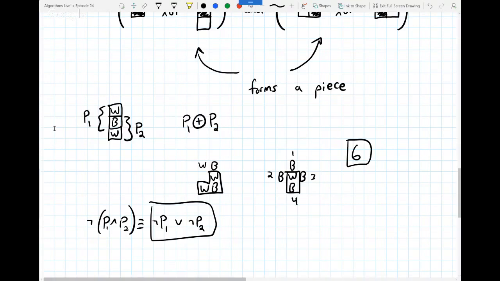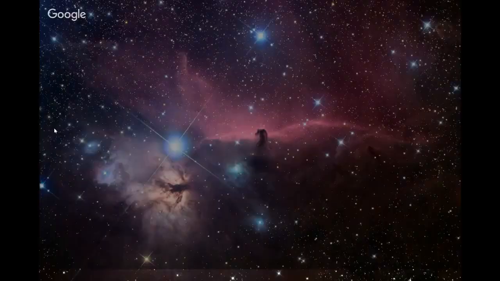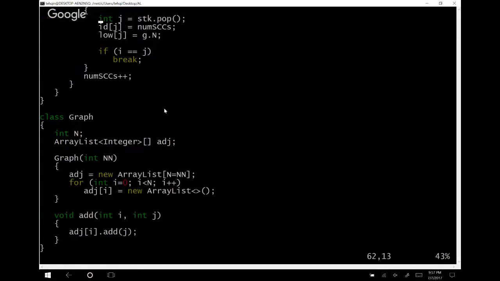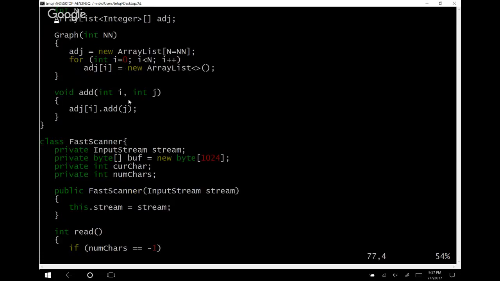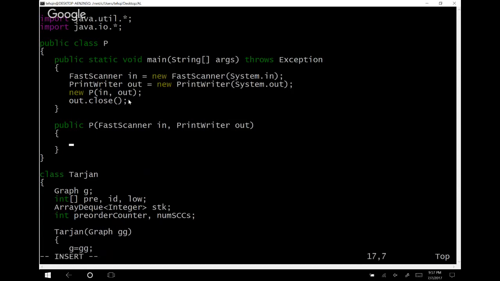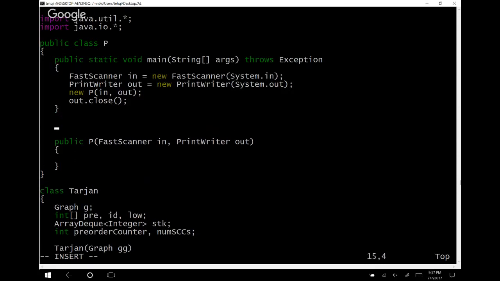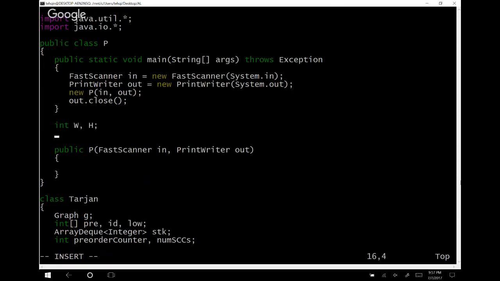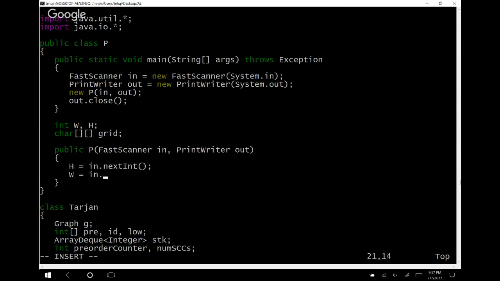We'll piece it together. So I've already brought in my strongly connected components from the last Algorithms Live, and it's also got this graph stuff that should be fairly useful. So I'm going to use both pieces and hopefully make it easier to implement this problem. Okay, so we need to read in the grid. So we're going to have some width and height. And we'll just read in the grid raw. So height is the number of rows. Width is the number of columns.